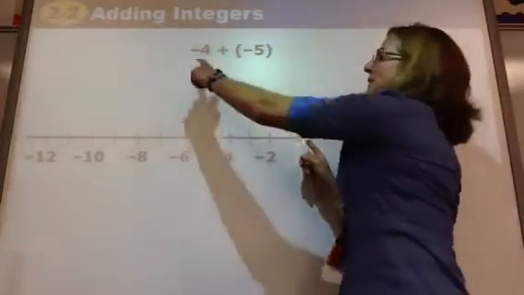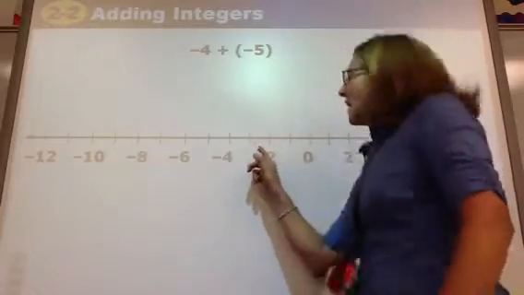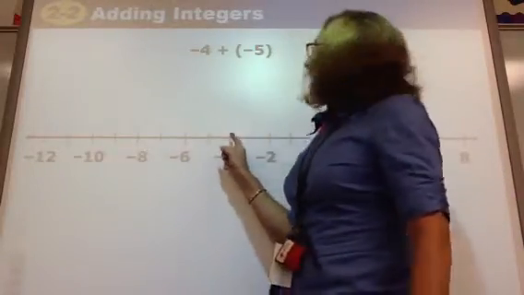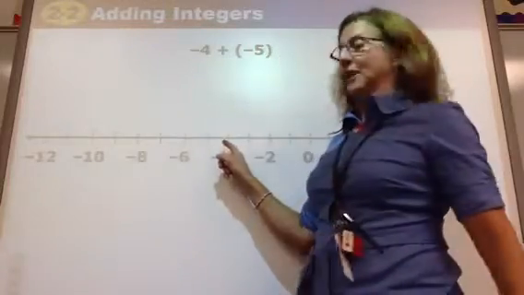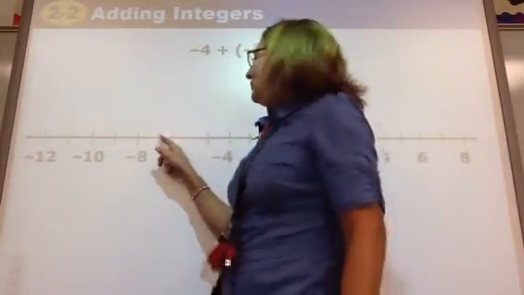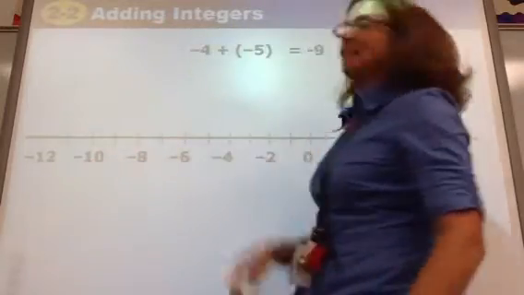We're going to do the number line dance, and we're going to go 4 to the negative. So we go 1, 2, 3, 4. And then we're going to add on another -5, so we have to keep going in the negative direction. And we go 1, 2, 3, 4, 5. So of course we're at -9.